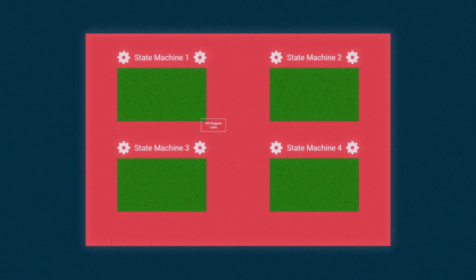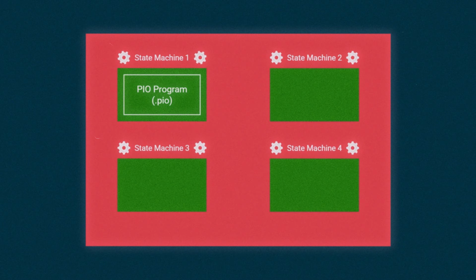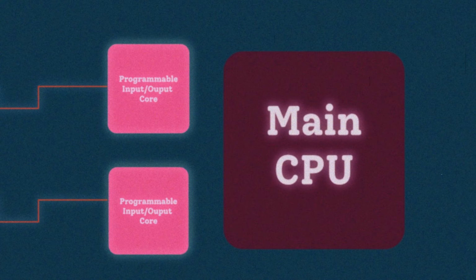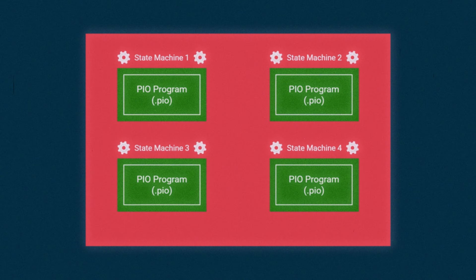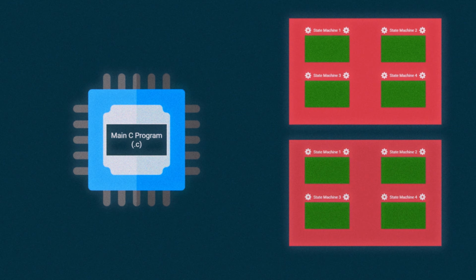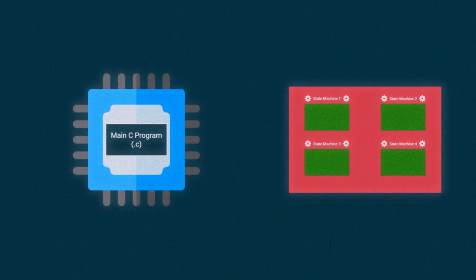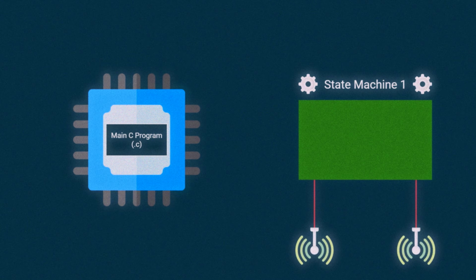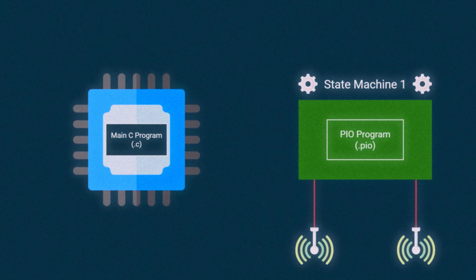The PIO program lives inside one of the state machines in the PIO core, which, if you remember, are like little processors independent from the main CPU. You could run several PIO programs on multiple state machines at the same time. Then there's the main C program, which lives in the main CPU. You can think of it as the boss of the whole operation. Its job is to select one of the two PIO cores, then choose which state machine it wants to use. It then hooks up that state machine to the GPIO pins it wants it to control, before finally loading the PIO program onto the state machine.